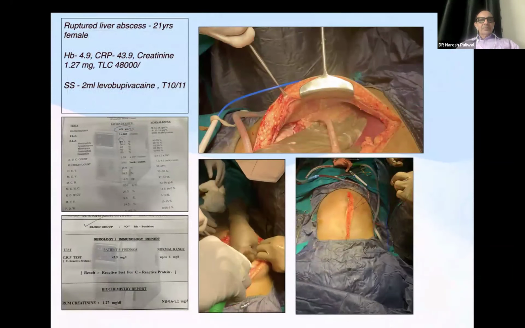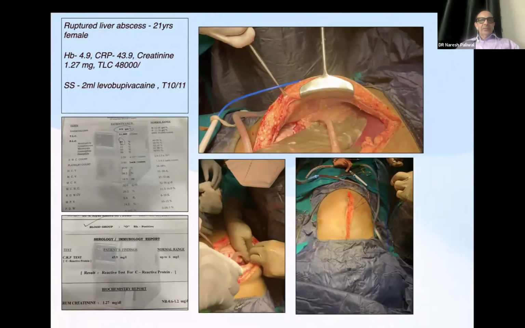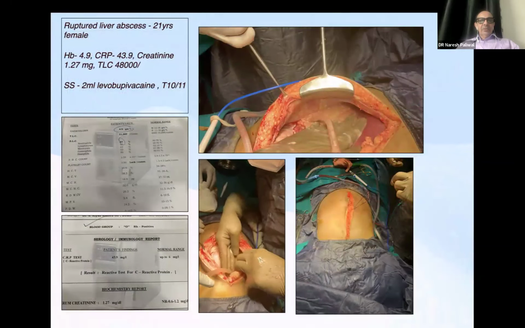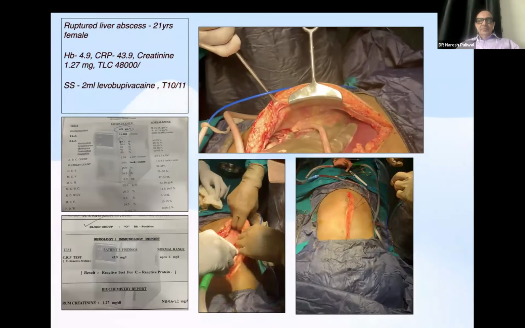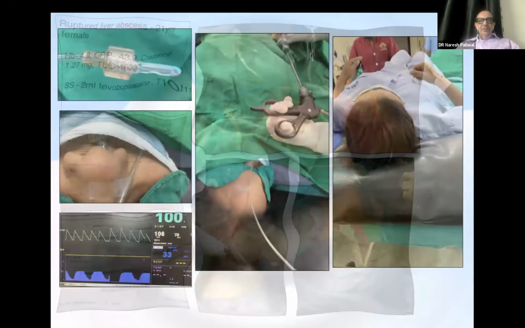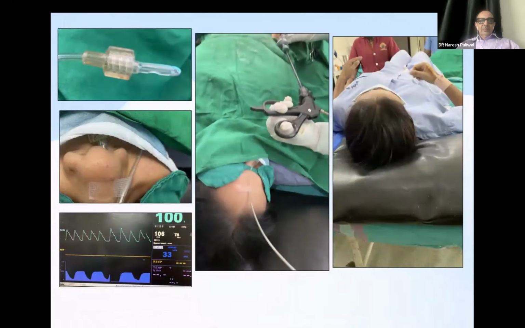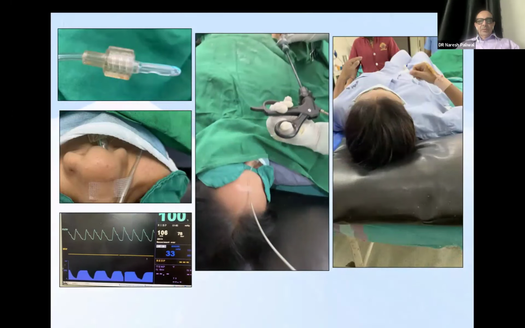Ruptured liver abscess, hemoglobin just 4.9, CRP was raised, creatinine 1.27. This is how I usually monitor ETCO2, by attaching a 12-gauge Nelaton catheter tip to an ETCO2 probe. If special probes are available, then there is no issue. This is a simple appendicectomy.